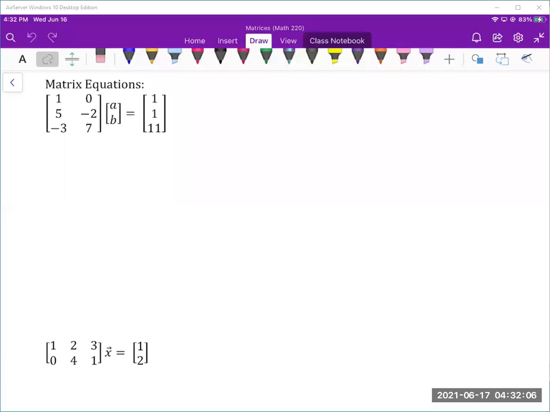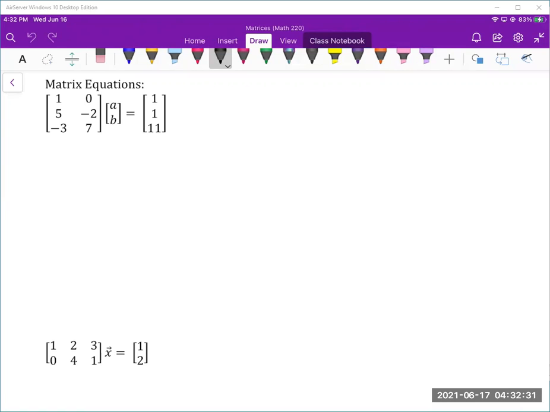Matrix equations are closely related to matrix vector products. Here we see a matrix multiplied by some unknown vector, and we see the result of that matrix vector product. Okay, so we know the output of taking the matrix vector product, and we know the matrix that we started with. We want to know all possible solutions.